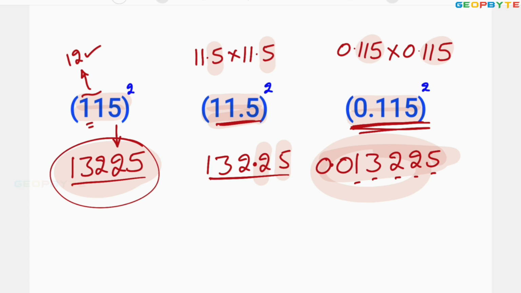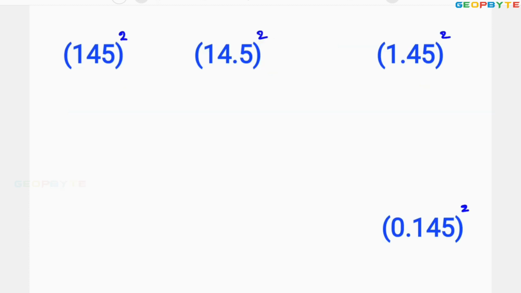I think you're all clearly understanding. Let us take the last set of numbers. Look at the numbers. 145 square, 14.5 whole square, 1.45 whole square, 0.145 whole square. Let us do for 145 square first.